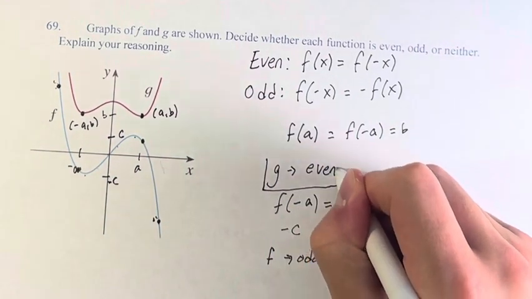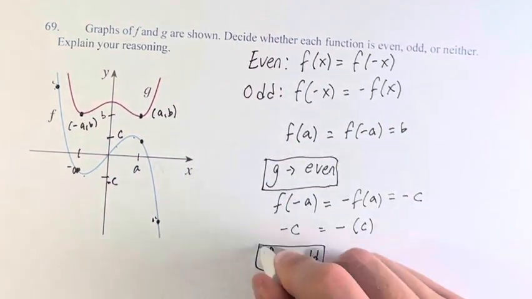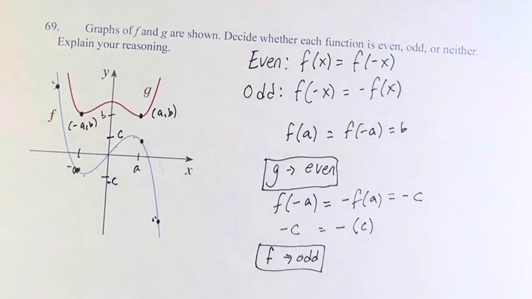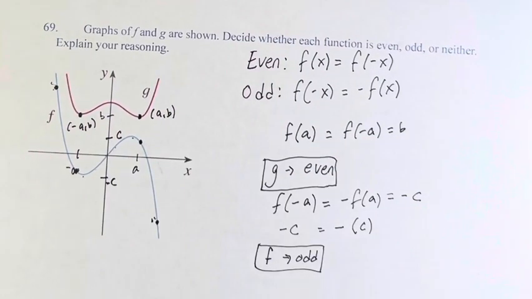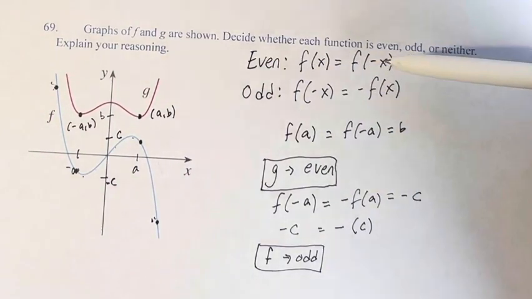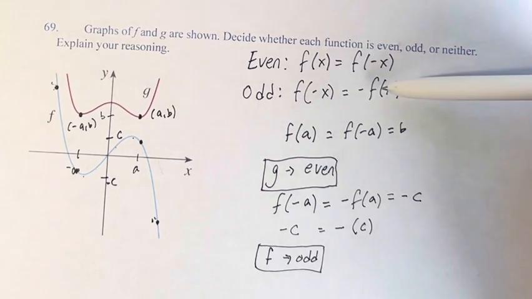So g is even and f is odd. This is how you look at it graphically without actually knowing the specific values of the function at any given point. Looking at whether f of x is equal to f of negative x, or if f of negative x is equal to negative f of x.